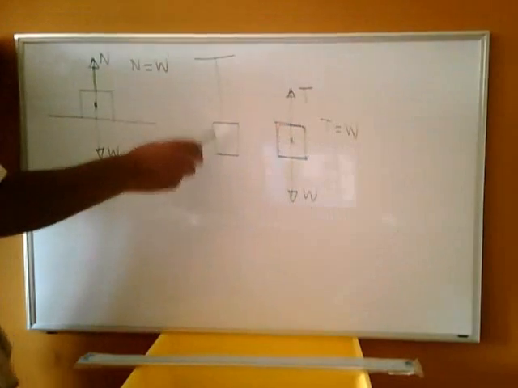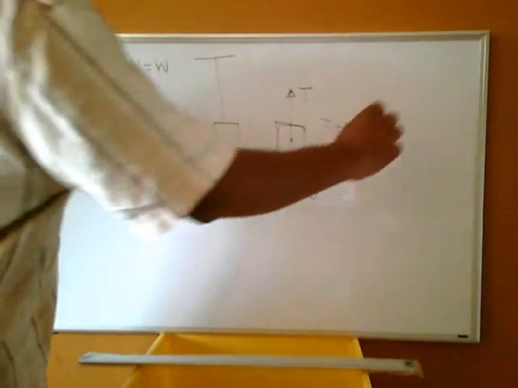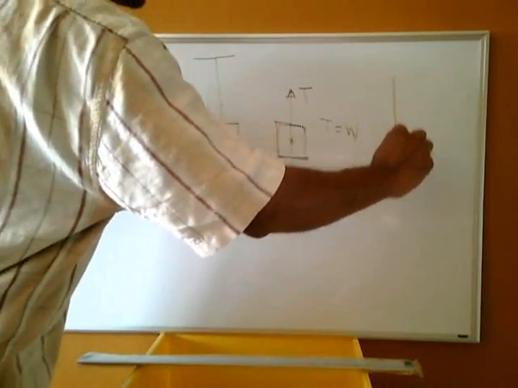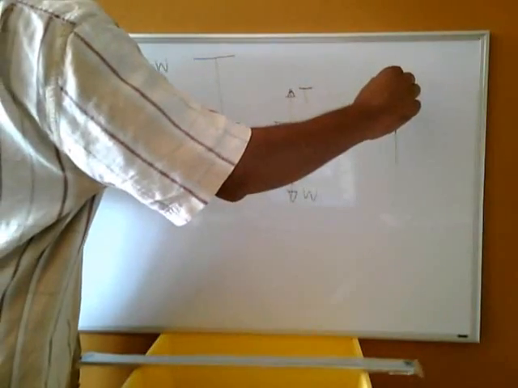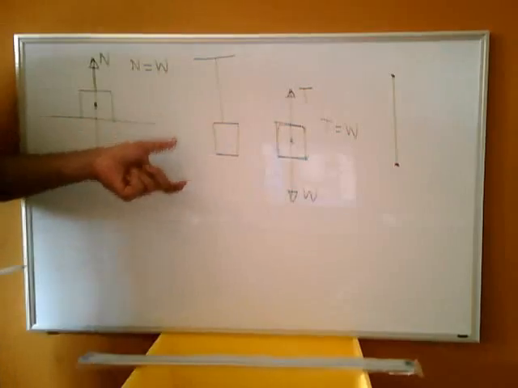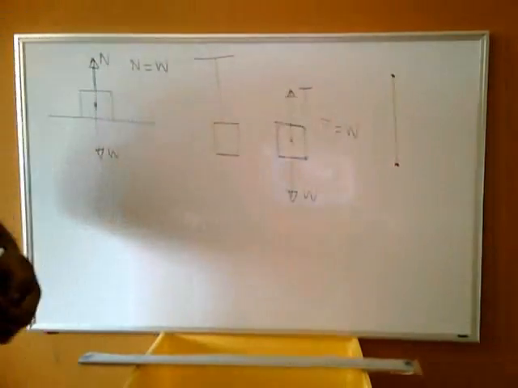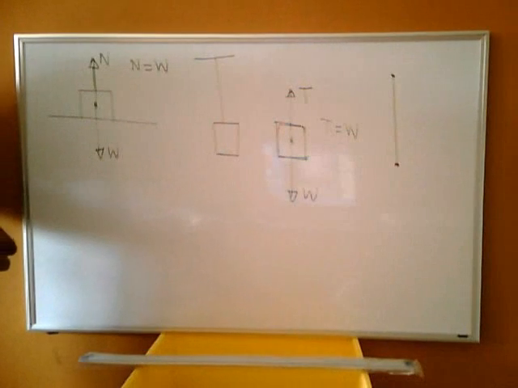Let us consider another object in this system, which is the string. Now, if you look at the string, so I'm going to draw the string here. Now, I have separated the string out from the system. Now, the top of the string is attached to the ceiling. The bottom of the string here is where the block is tied.